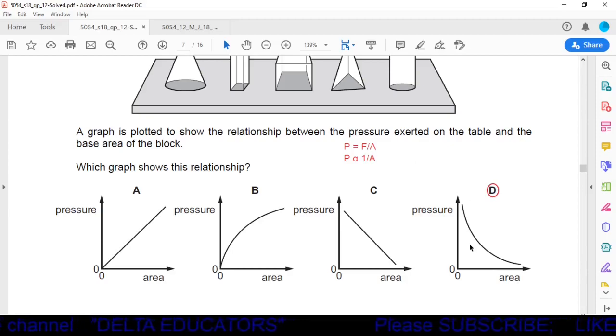Now in D, we are looking at that with the increase in area, pressure decreases. When we move towards the right, it means on the y-axis we have to move in the downward direction. So we can say with the decrease in pressure, area is increasing, and it is in accordance with what we have given here, that pressure is inversely proportional to area. So our correct option is option D.